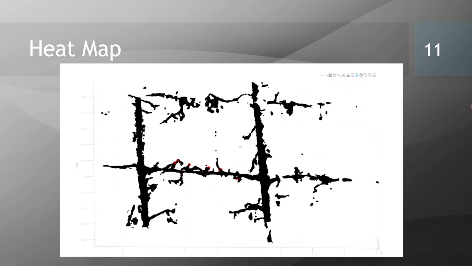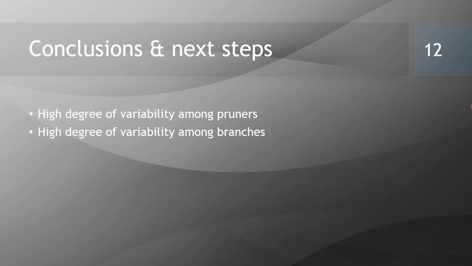And that's very variable. So this shows that there is a high degree of variability among pruners, which is kind of what the consensus was among just first thoughts, what most people would immediately think when asked this question. And then obviously there's a high degree of variability among the branches themselves. Just by looking at them, you can see they're very different. And this just compounds on top of the pruners. It makes just the entire process very inconsistent, very non-uniform.